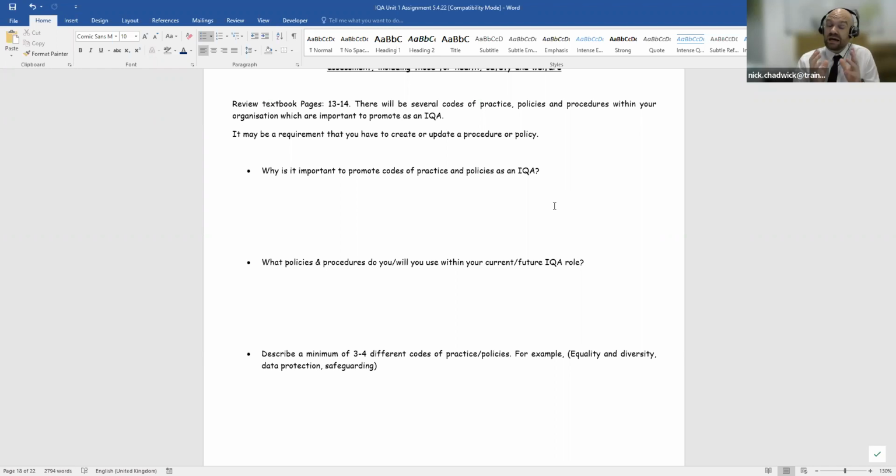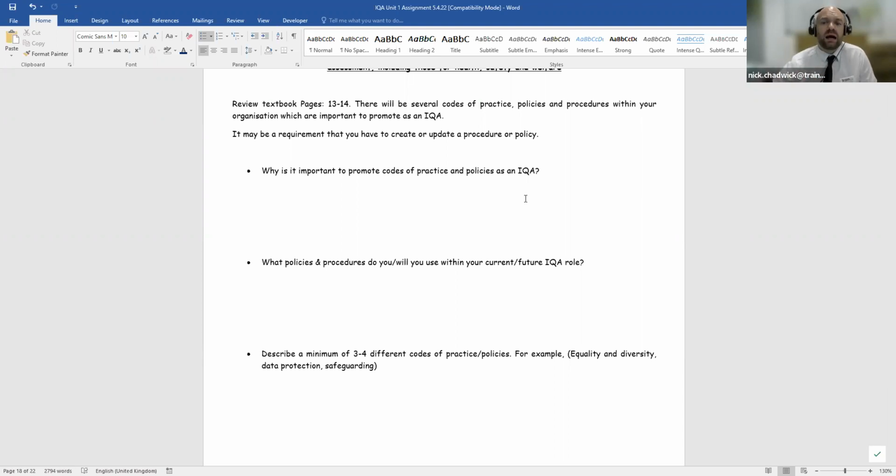Okay, so we have had a look at obviously codes of practice briefly when we talked about legislations, regulations. Now we're going to go into codes of practice in a little bit more detail as well. So as we know, codes of practice are often created by the organization. So therefore, you as an IQA will have some say into these codes of practice, where they're stored, and you might have to create them. You might have to create a staff handbook, for example, as an IQA.